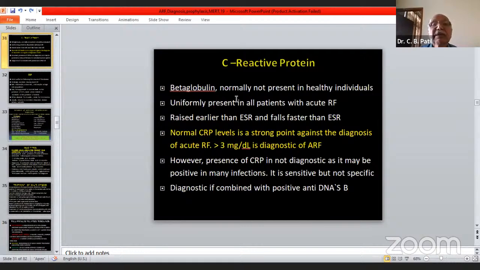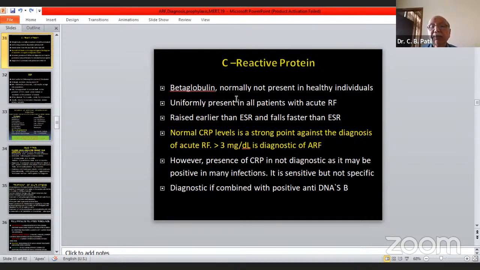C-reactive protein is a beta globulin, normally not present in healthy individuals, uniformly present in all patients with acute rheumatic fever. It is raised earlier than ESR and falls faster than ESR. Normal CRP levels are a strong point against the diagnosis of acute rheumatic fever. So a cutoff of more than 3 milligrams is diagnostic of acute rheumatic fever. However, presence of CRP is not diagnostic as it may be positive in many infections.